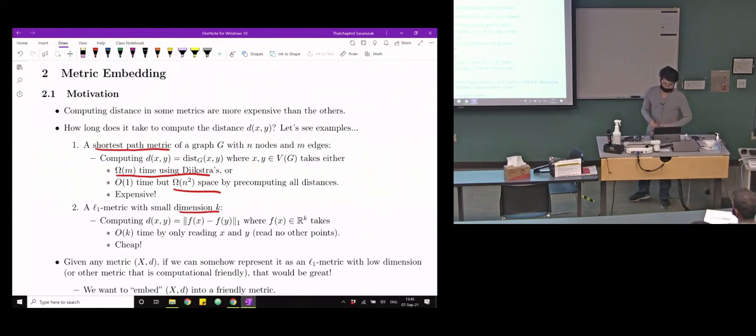Then it's very easy to compute distance, right? Given 2 points, just read the coordinates of these 2 points. Nothing else. You don't need to care about everything else at all. Just 2 coordinates. Compute that in constant time. So it seems to be great. It's very easy to compute distance.